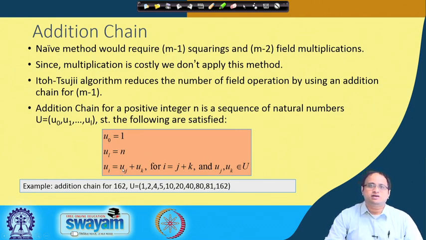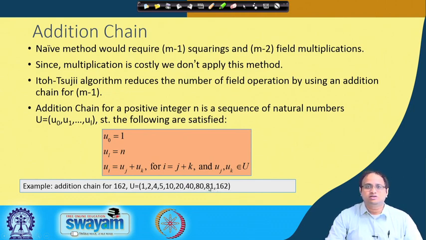For example, you can see in this addition chain that this is an addition chain for 162. I have started with 1, and my end point is 162. You can observe that in this addition chain 2 can be obtained by adding 1 with itself. Likewise, 4 can be obtained by adding 2 with itself, and 5 can be obtained by adding 4 with 1. 10 can be obtained with 5 and 5, 20 with 10 and 10, 40 with 20 and 20, 80 with 40 and 40, 81 with 80 and 1, and 162 where we add 81 with 81.